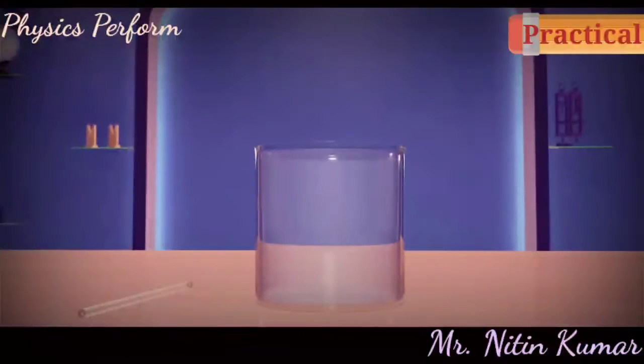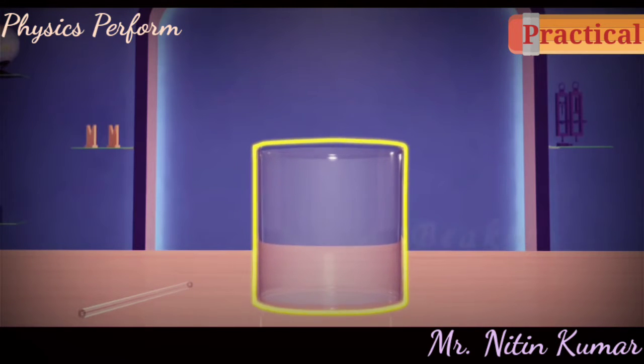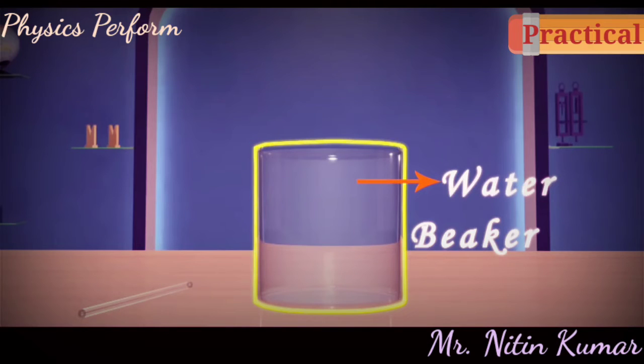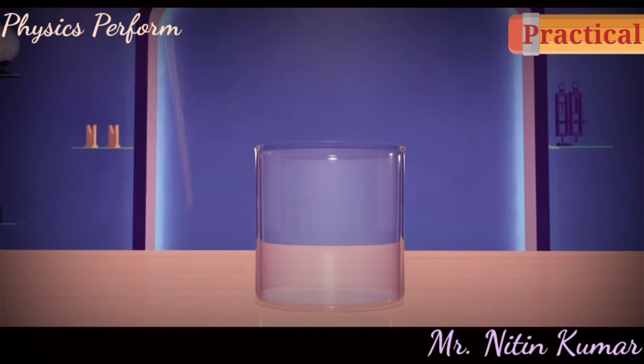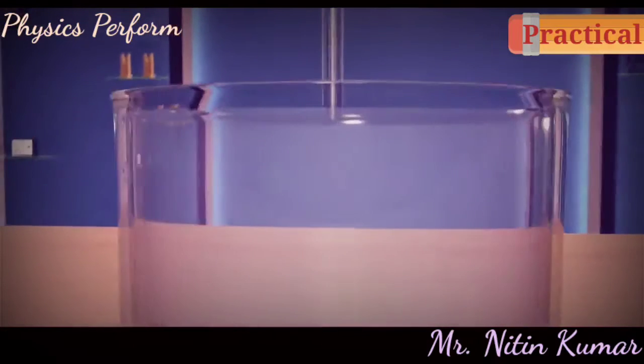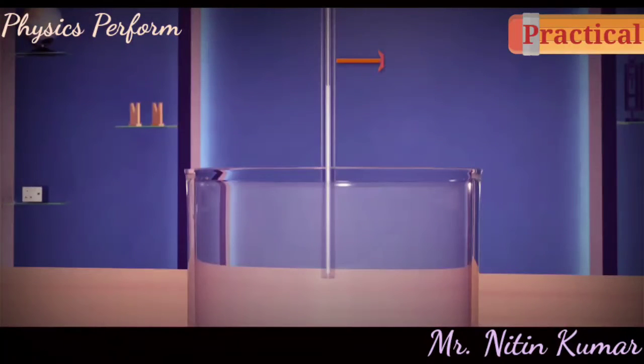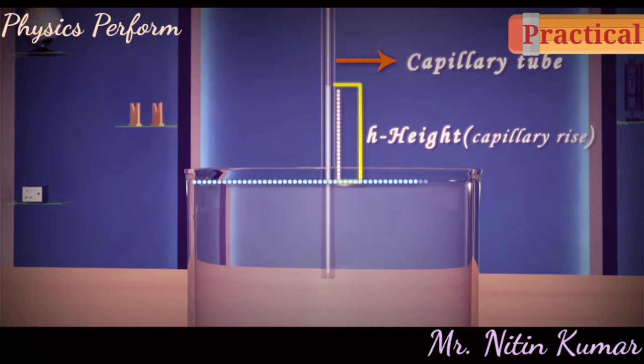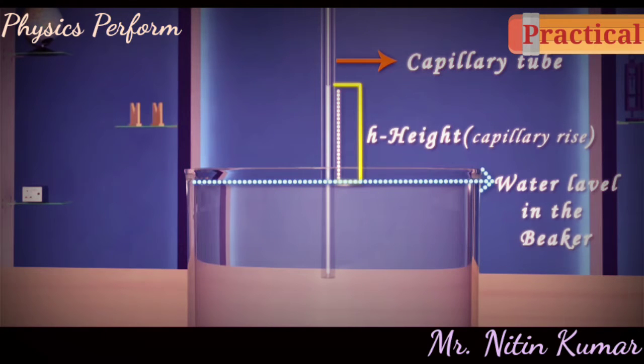Surface tension is the tangential force exerted by the surface of the liquid per unit length. Take a beaker containing water. When you dip a capillary tube in the water vertically, the water level rises in the capillary tube above the water level in the beaker and remains constant due to capillarity.